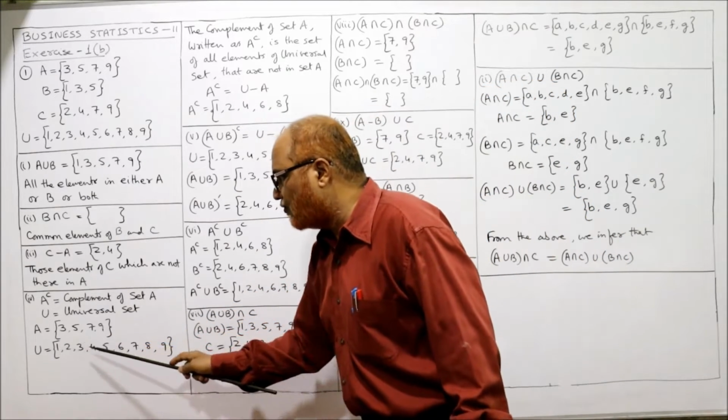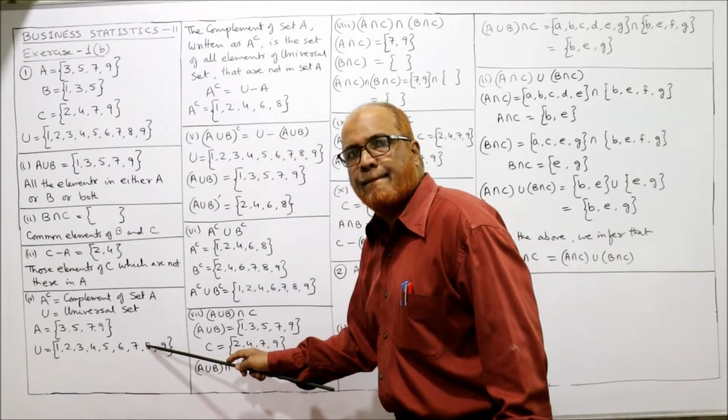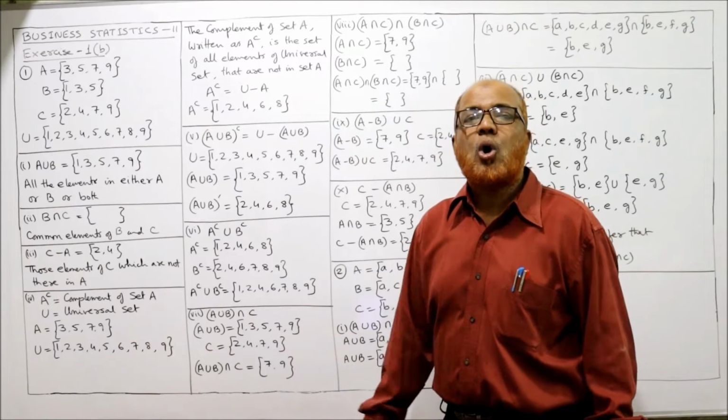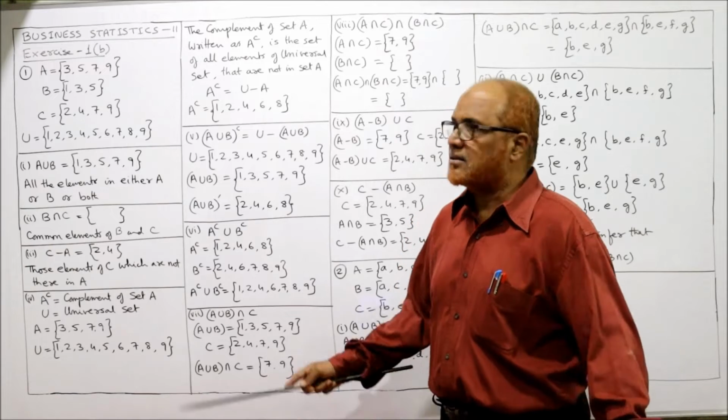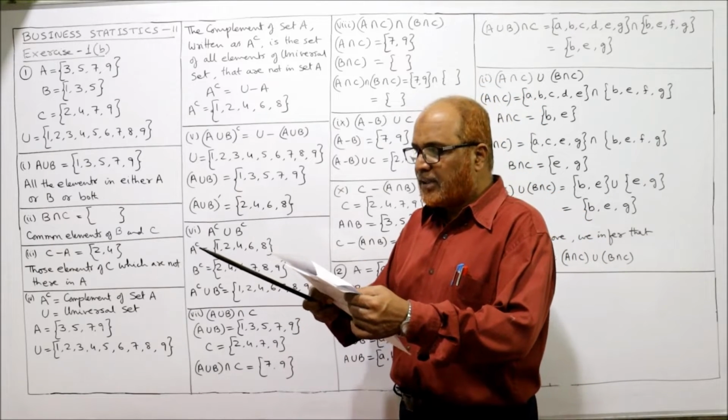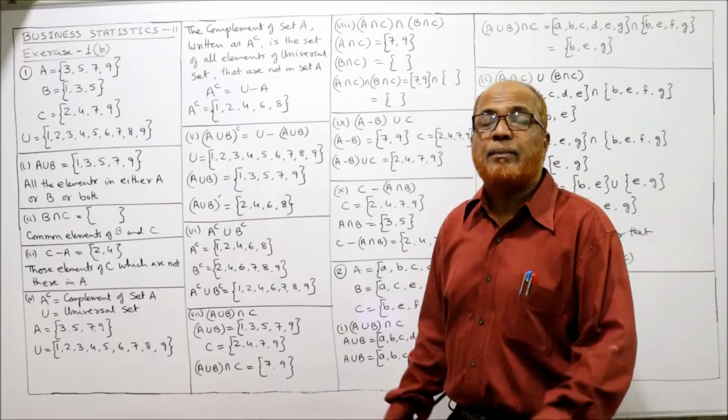1, 2, 4, 6, 8. The complement of A. That's it. Next, fifth point. The fifth point is A union B complement.